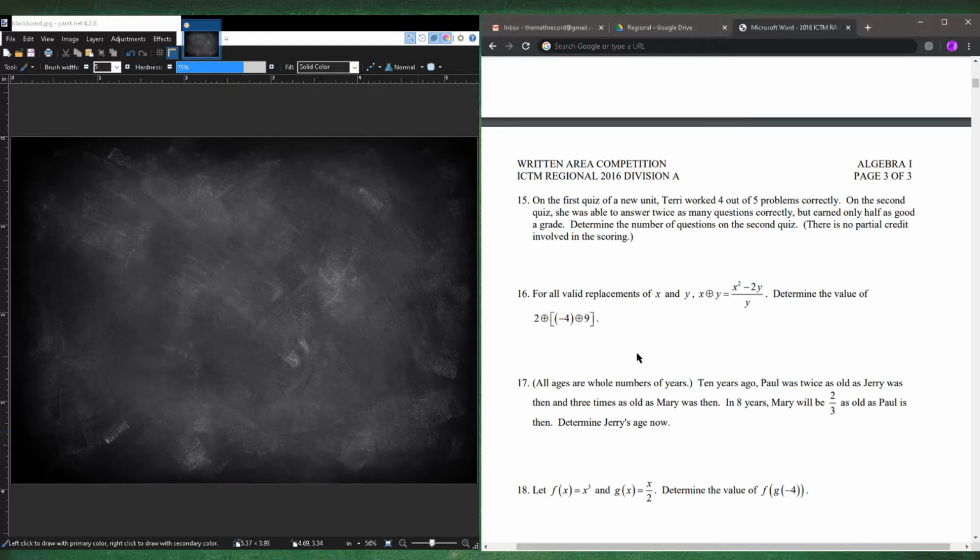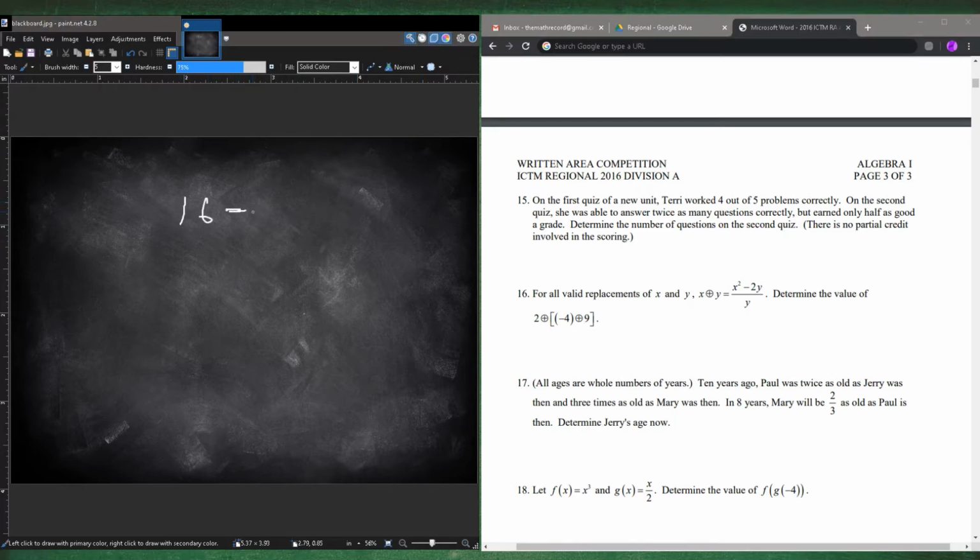Okay, number 16. For all value replacements of x and y, this equation is x squared minus 2y over y. Determine the value of 2 and then in parentheses negative 4 over 9. Okay, let's do negative 4 and 9 first. So negative 4 squared is 16. 2 times 9 is negative 18. And then divide by 9, right? So that's negative 2 over 9. Okay, so we need to do 2 into that function, negative 2 over 9.